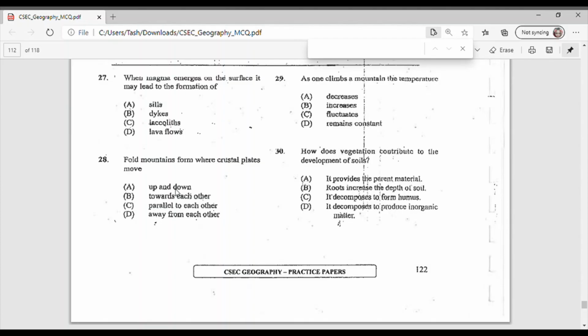You can look at it to say roots do increase the depth of the soil, but the question is asking you how they contribute to the development of soil. So for that one, it would have been letter C for our answer.